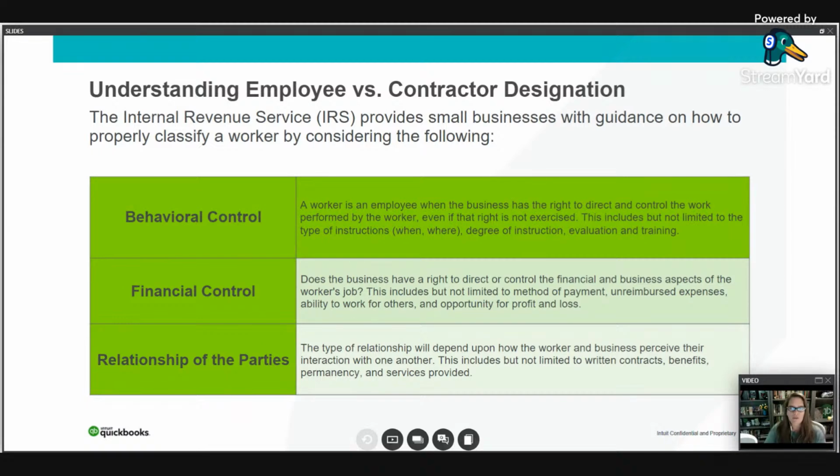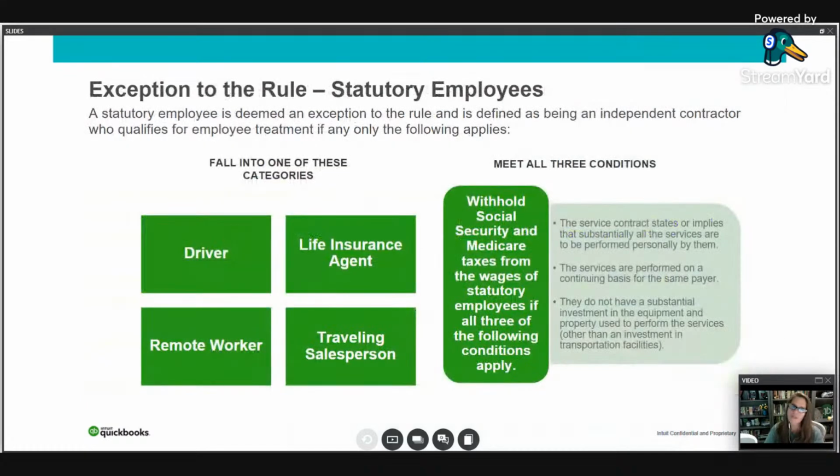This is what I just mentioned. So those are just some questions to ask. I mean, like I said, this session is a fire hose. There's a lot of information. So the exception to this rule is statutory employee.